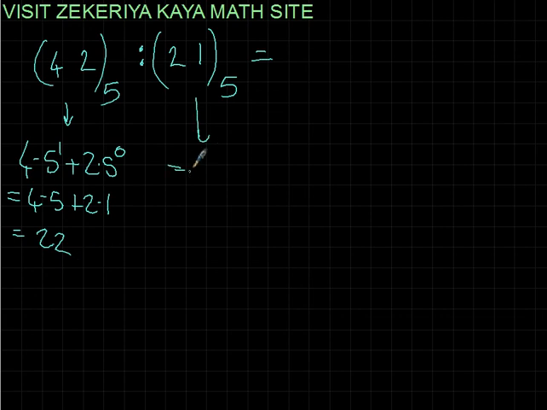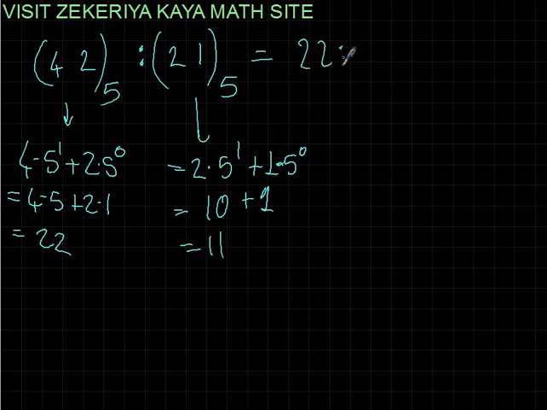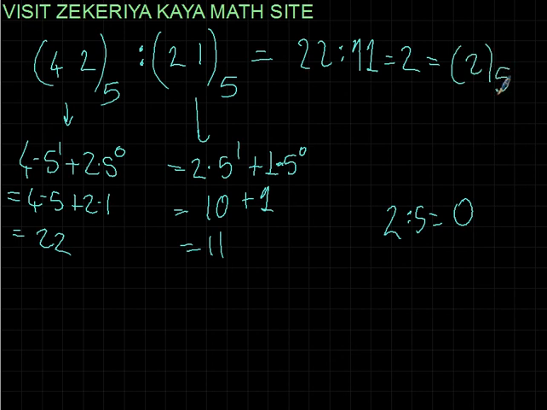This number will be 2 times 5 power 1 plus 1 times 5 power 0. So 2 times 5, 10. 1 times 5 power 0 is 1. So it will be 11. So 22 divided by 11 is equal to 2. So how can we write 2 in base 5? 2 divided by 5 we cannot make. So you can write it directly, 2 in base 5, because this is the only number.